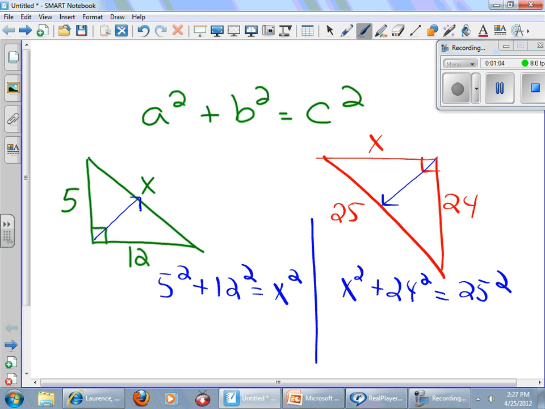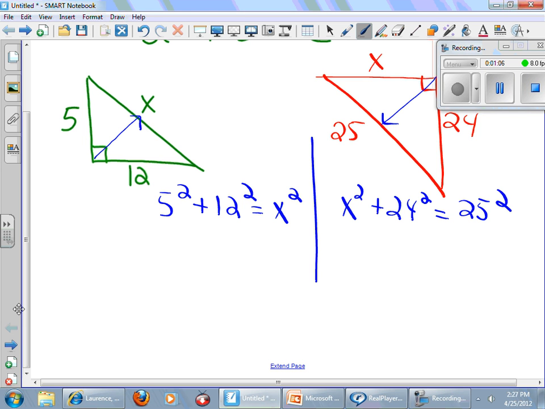Now, some of you are breaking my heart here. Some of you seem to think that 5 squared plus 12 squared is 17 squared. You know that's not true. You know the order of operations. You know you have to do exponents before you can do addition. Please do not try to add unlike bases. 5 squared is 25. 12 squared is 144. I guarantee you that is not the same as 17 to the second power. 17 to the second power is 289. This is only 169. It equals x squared.